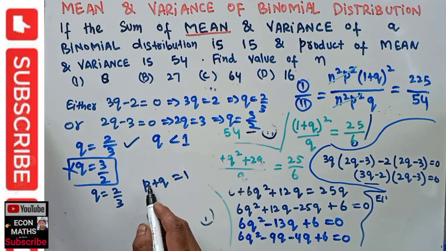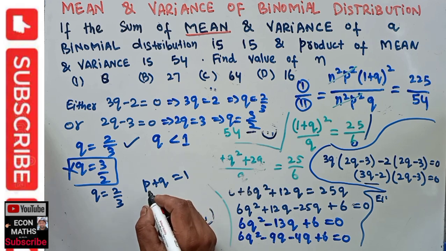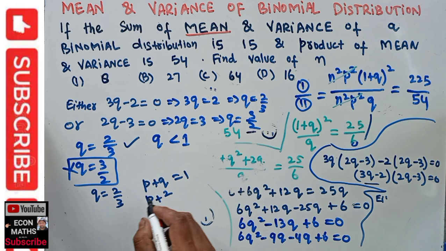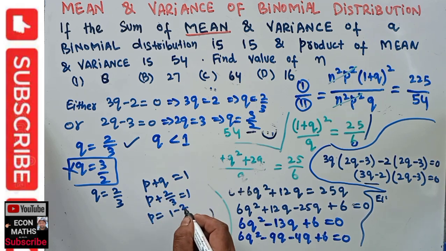If q is equal to 2 by 3, we know that p plus q is equal to 1, that is probability of success plus probability of failure is equal to 1. So we have p plus 2 by 3 is equal to 1, or p is equal to 1 minus 2 by 3, or p comes out to be 1 divided by 3. Okay, we got the value of p and q.